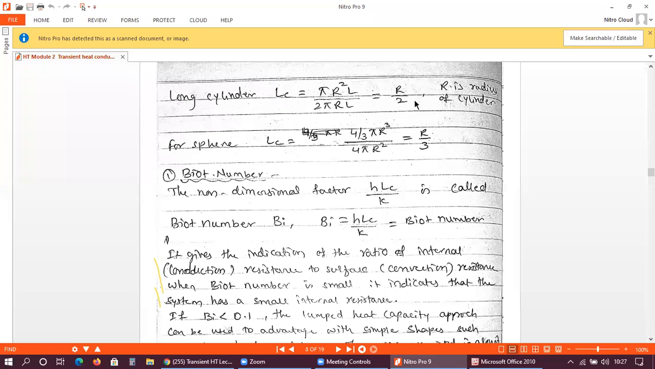Now coming to the third geometry, the sphere. The volume of the sphere is 4 by 3 pi r cube, divided by the surface area of the sphere, 4 pi r square. If you simplify, you will get R by 3. So you have to remember these three. Characteristic length for a flat plate is L by 2, that is thickness divided by 2. For a long cylinder, it is R by 2. And for a sphere, it is R by 3.